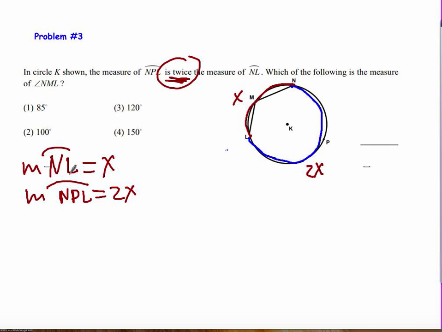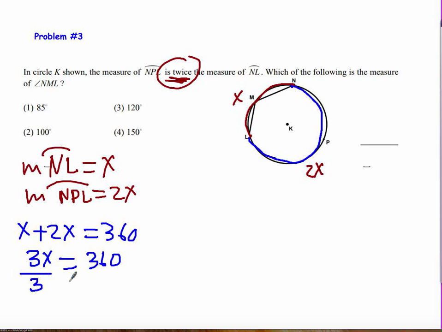So our equation would then be X plus 2X equals 360. If we go around the circle, it's going to be 360 degrees, and each arc will add up to 360. So we have 3X, combining like terms, equals 360. If we divide both sides by 3, we will get X equals 120.